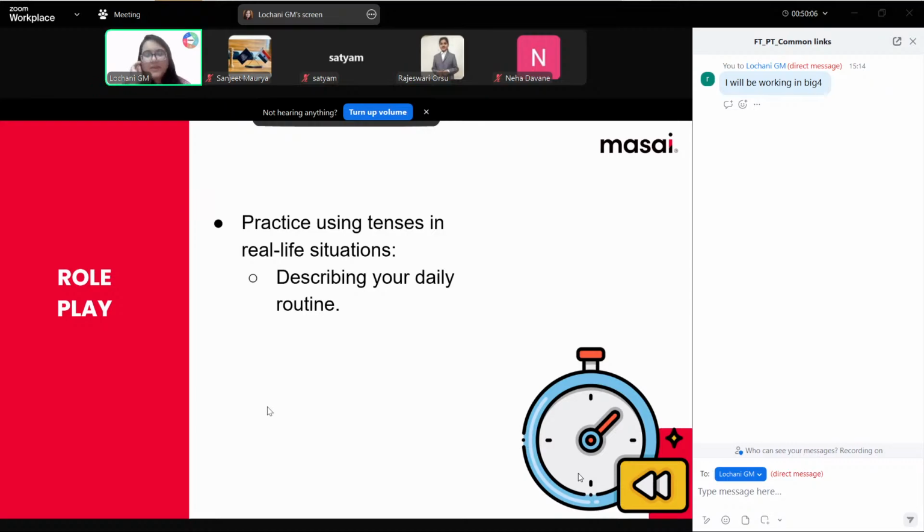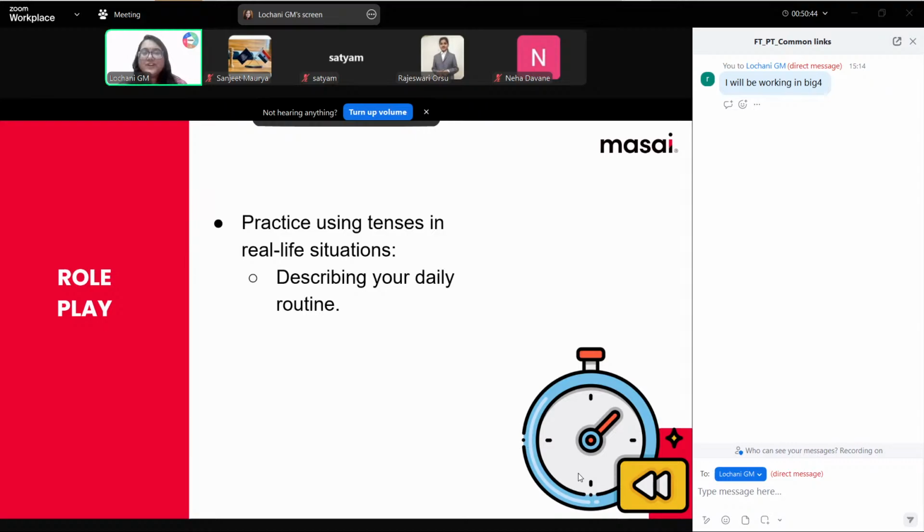Now try saying the same. Try telling your routine now once again. I woke up at 6 a.m. in the morning, and I take the bath. After that, I will do household work. Okay, I do household chores, and then I do attend the lectures. After that, I will come. Sorry. It's okay. You're doing good. That was a good try.